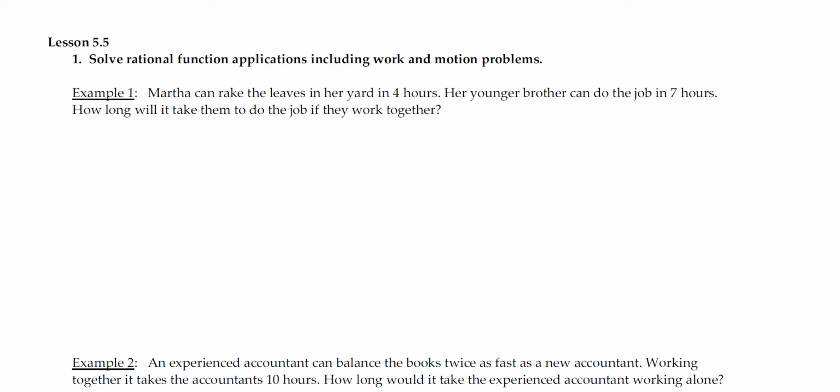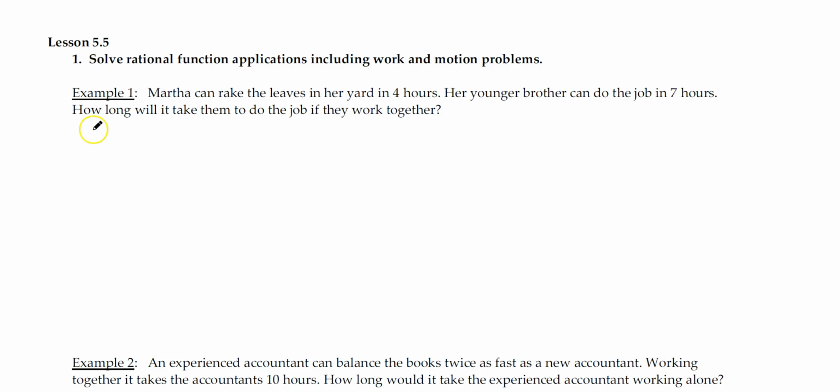Now, one key about this, you can tell that this is a work problem because all you're given is time. Hours, hours, question, how long? Hours. This next problem you can see right here, twice as fast, and then 10 hours. Time, how long? Time. They only talk about time. Now, the motion problems will give you distance, and I'll talk about rate and time, but this is just time.